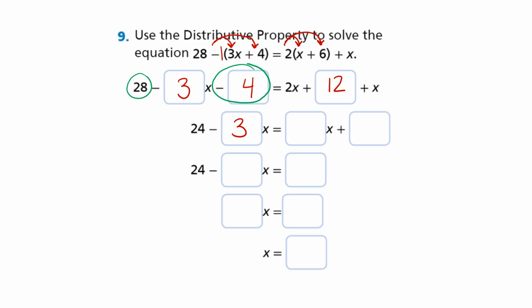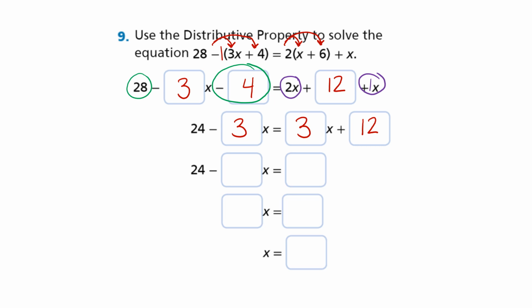On the other side of the equal sign, we can combine the 2x and the 1x. 2 and 1 make 3. And then the plus 12 would also stay the same because it was not part of our like terms on the right-hand side.